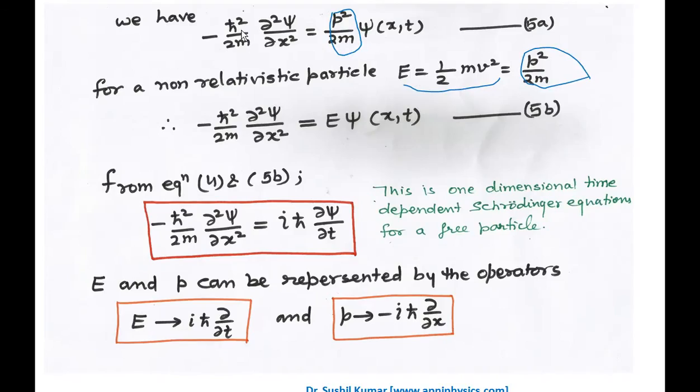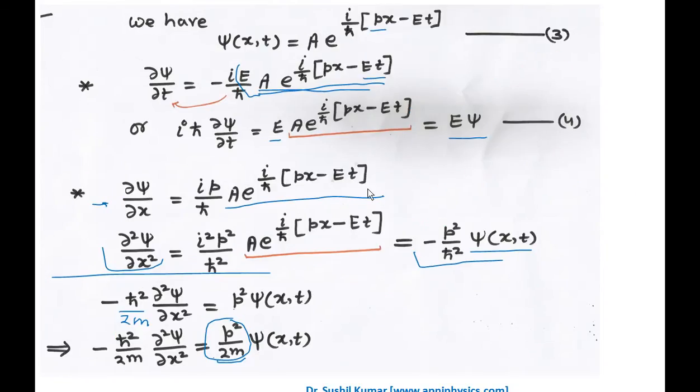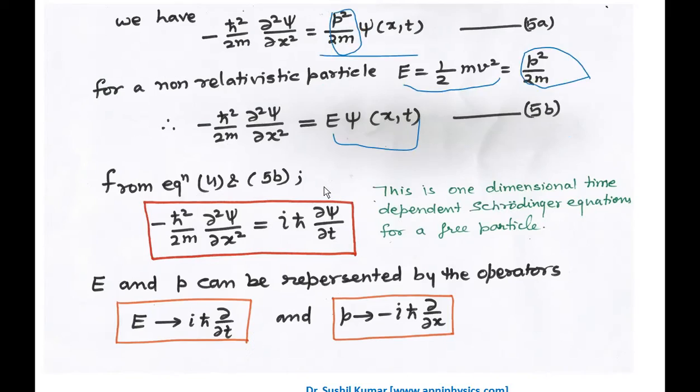So this is minus h cross square upon 2m del square psi upon del x square, and in the right hand side you see it is E psi. So now from this equation and the earlier one, equation number 4, you have seen that E psi is equal to iota h cross del psi upon del t. So one can compare both equation 4 and this equation 5b.